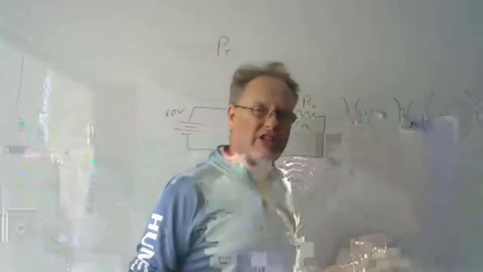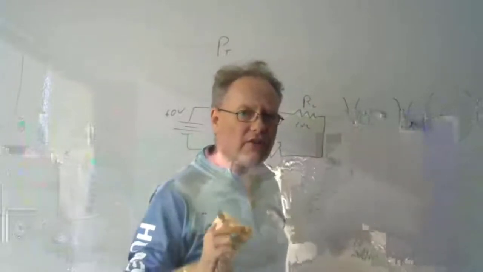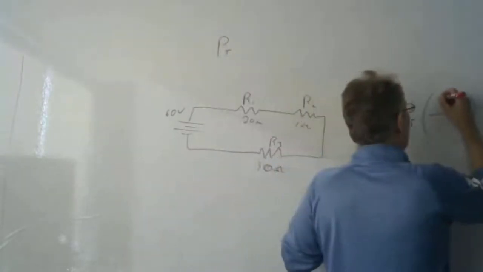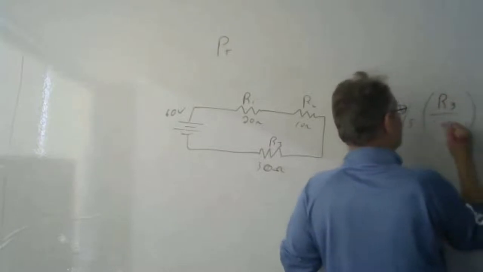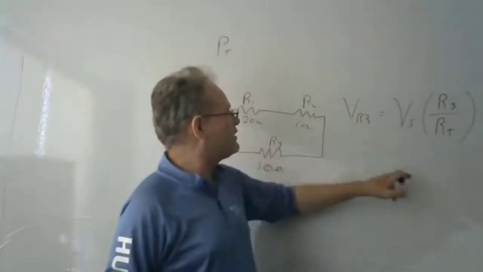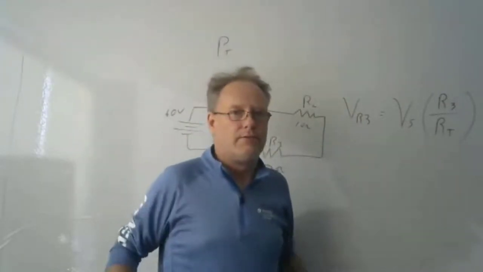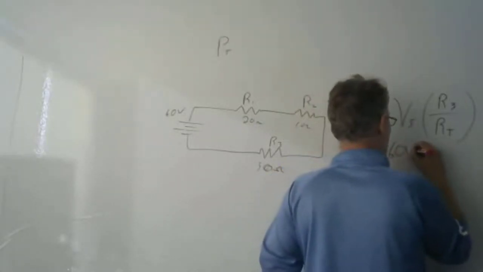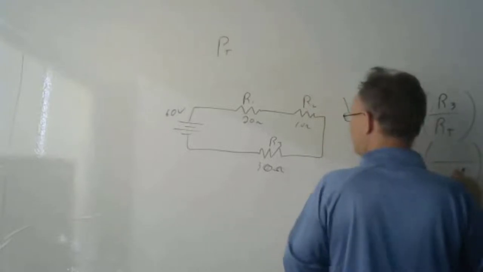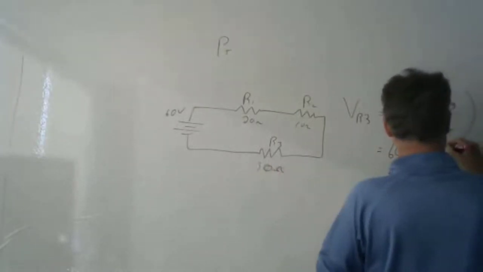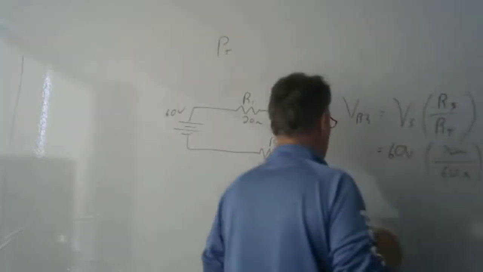Okay, good. So I've got my voltage source. I multiply it by some ratio. That ratio is relative to the resistances. I'm looking for the voltage drop across R3, so I'm going to write R3 on the top, and in this case, I'm going to write RT. Because I'm dealing with a series circuit, RT is R1 plus R2 plus R3. Now I'm going to fill this in. This is 60 volts. This ratio down here is 60 ohms, and this guy is 30 ohms, and it looks like, oh, that makes sense.